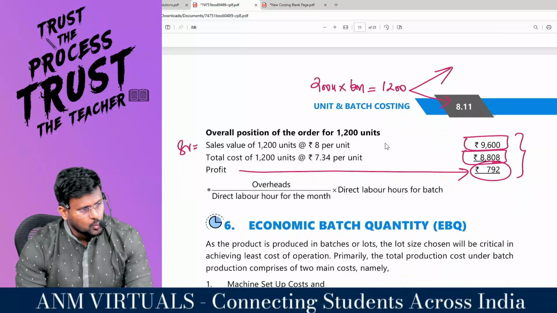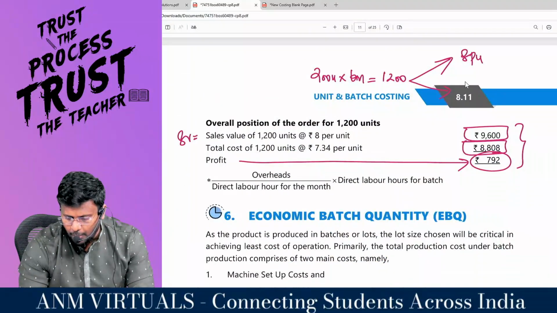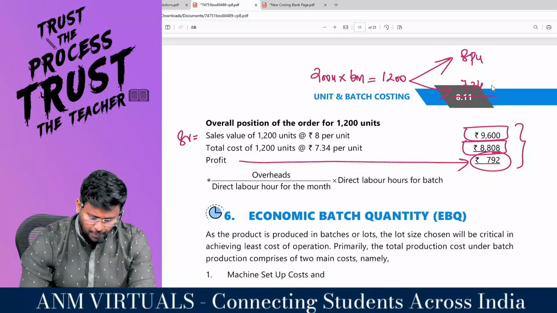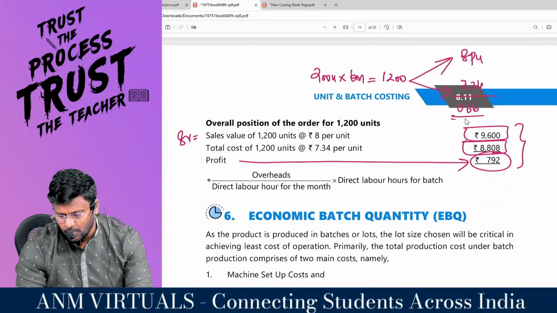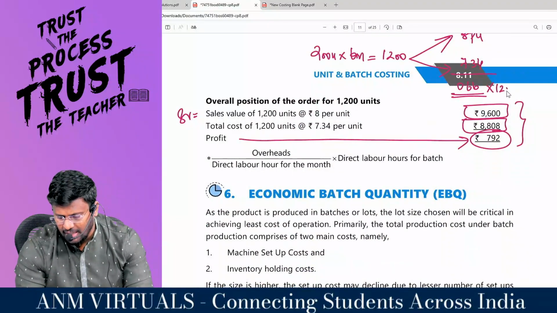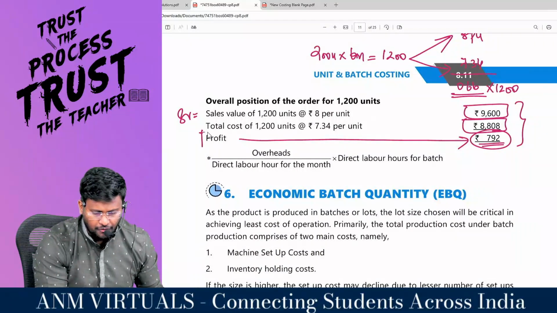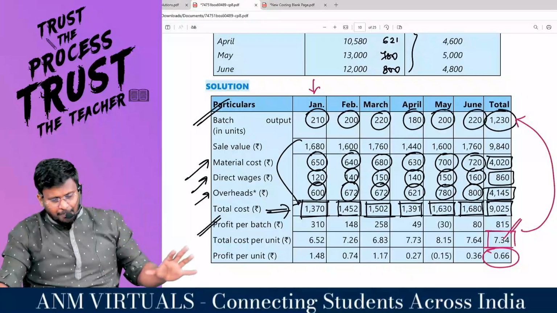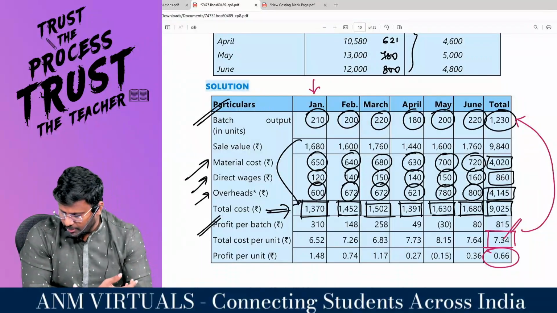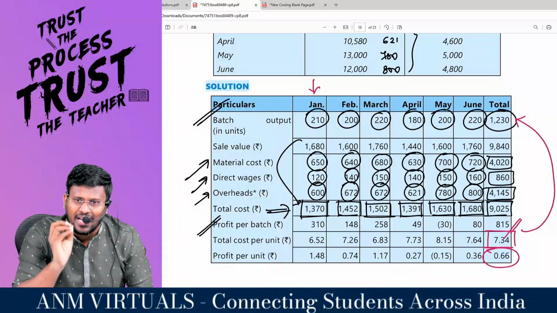Fantastic. This 1200 has been sold for how much per unit? 8. And we have incurred a cost of 7.34 per unit. So per unit you have earned a profit of 8 minus 7.34 comes to 0.66. Look here, 0.66 is the profit per unit. Comfortable? Into how many units you sold? 1200. So 0.66 into 1200 comes to 792, the total profit you have earned. Getting it? So the first part of the answer we have solved, my dear lovable students, to get the overall batch cost and overall batch profit at actual.